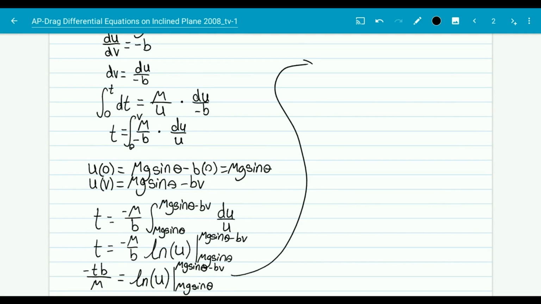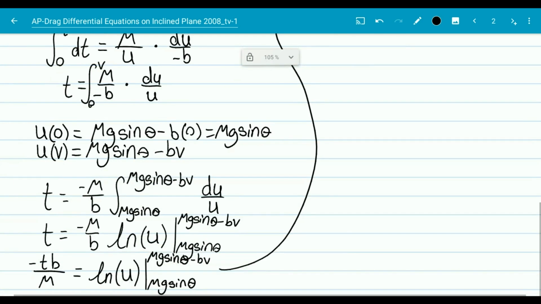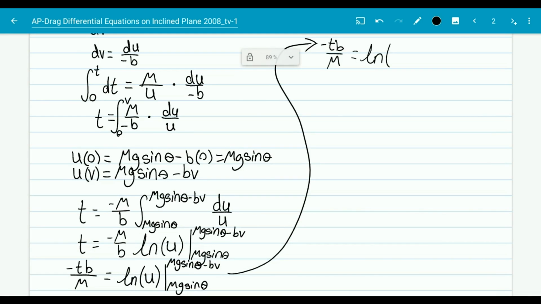And so when we do this, we're just going to simply evaluate u at those, and I'm going to take this up to the top here. Up here, we have negative tb over m has to equal the natural log of mg sine theta minus bv, minus the natural log of mg sine of theta. If you know your log rules, whenever the log has the same base, so the natural log of a number minus the natural log of another number, that's going to be those two numbers divided by each other.